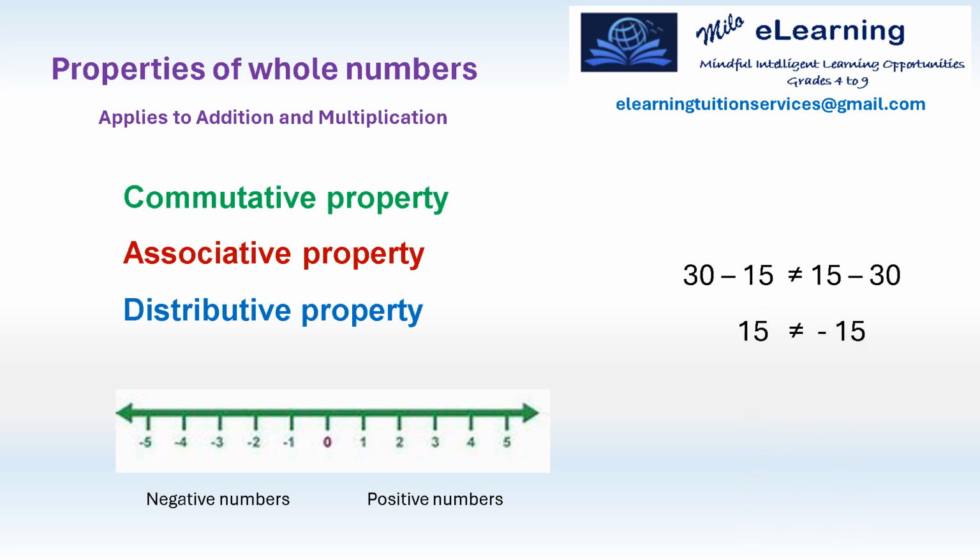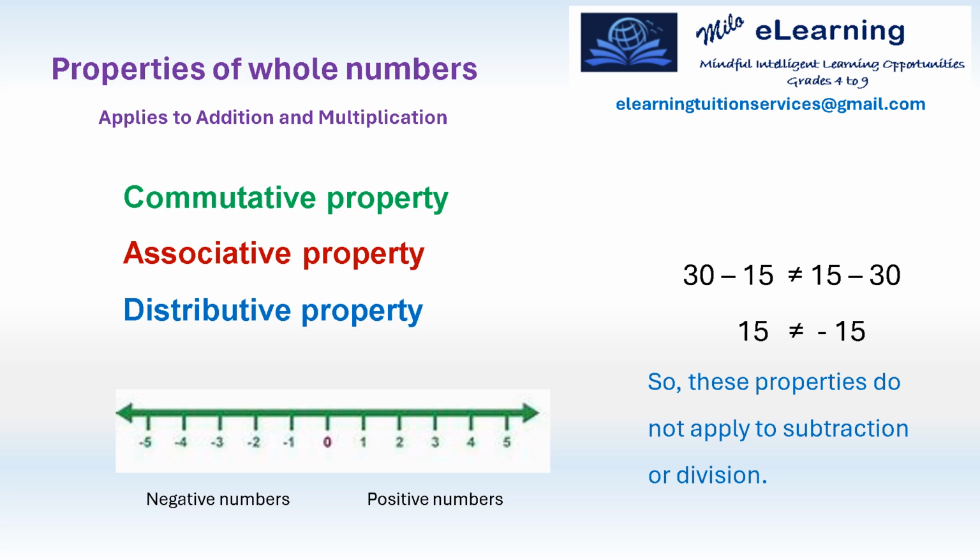In the first on the left, where 30 subtract 15, we get a whole number, a positive number. Now, if we take 15 on the right, subtract 30, we get negative 15. Now, positive 15 is not equal to negative 15. So this is why all these properties, the commutative, associative, and distributive, only apply to addition and multiplication. Right, we're going to move on to the next slide.